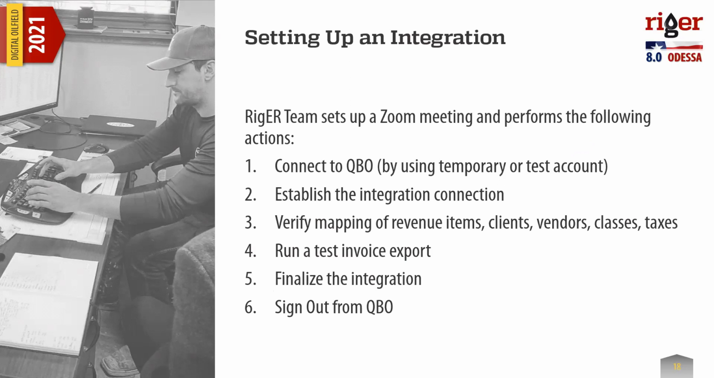Now, what the general and actual integration process looks like, it's several steps. So usually when we connect systems, one of our RigER team members connects to QuickBooks Online during the online Zoom meeting, because we need to have access to your QuickBooks Online system just for this purpose, just to connect systems and match all the information lists.